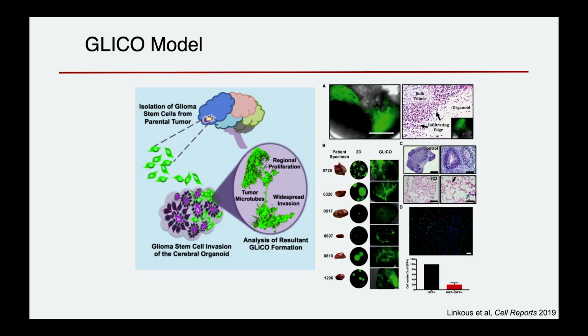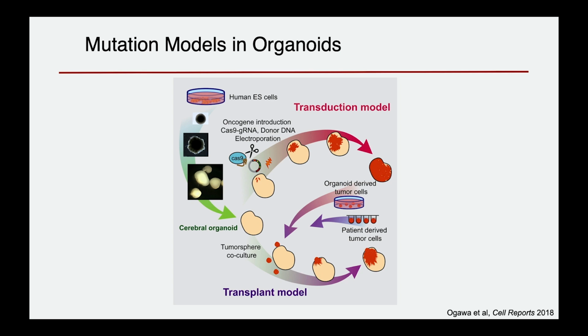There's also a model from Howard Fine's group that takes patient samples, expands them in culture, and then transplants them into the organoid. And this is the one that's most similar to what we do in my lab, with a few differences in terms of the expansion in the Fine model or the GLICO model, where we go direct from patient. And then there's also models that have been generated where mutations are introduced in the organoids, which I think is a very cool strategy to start to drive some of the tumorigenesis in that organoid system.